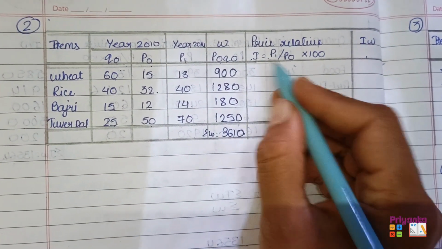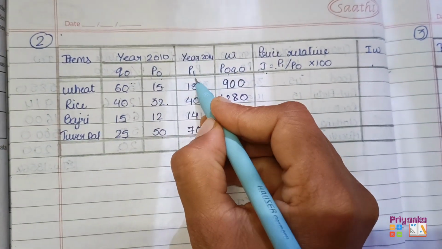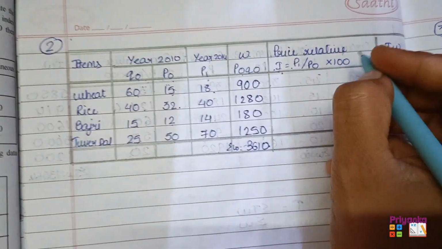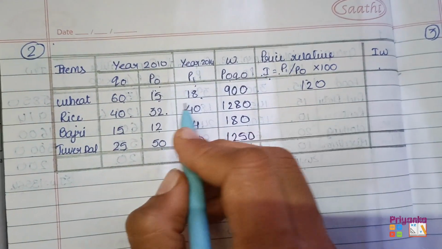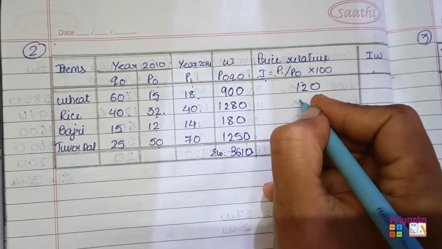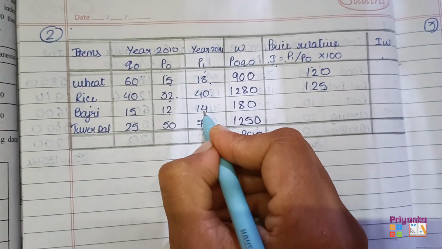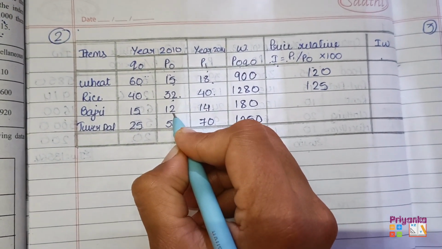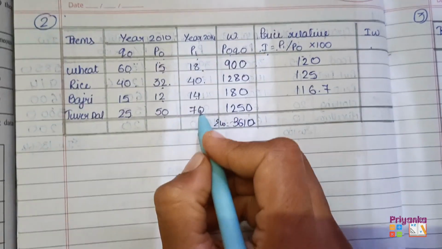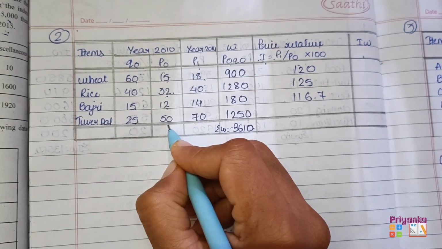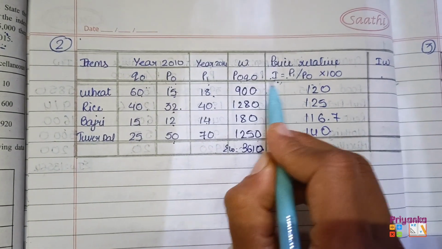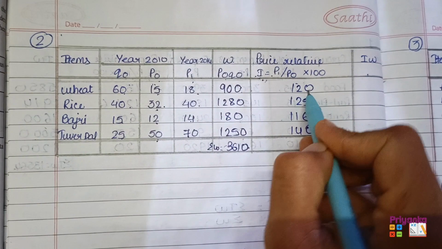Now next is the price relative, where we are going to find I, where P1 is divided by P0. 18 divided by 15 multiplied by 100. Here we get 120. Next, 40 divided by 32 multiplied by 100. Answer is 125. Next, 14 divided by 12 multiplied by 100. Here we get 116.7. 70 divided by 50 multiplied by 100. Here we get 140. So after getting I, multiply these two columns, that is 900 into 120.